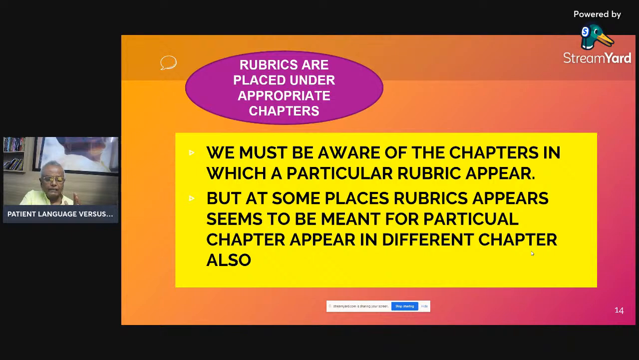So try to study the repertory, and whenever you see a cross reference, I appeal to you to go to the cross reference and see those. You will find a great meaning in each rubric and a better understanding of each rubric.